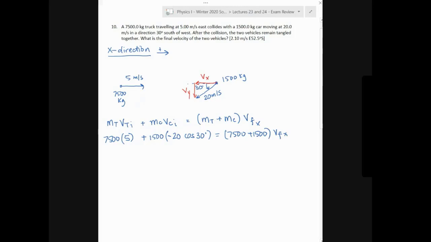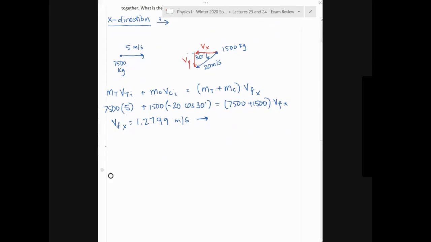And now we can grab our calculators and solve for v final x. And I get v final x equals 1.2799 meters per second. And it's positive, so it's going to the right. And then we can do the same thing. So I'm going to let you do the y direction. So if you have a piece of paper, just start working on the y direction now. And then when you're done, just look up and see if you're getting the same answer as me.